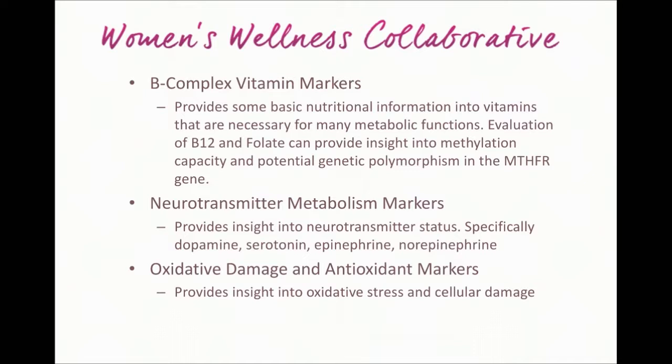Also, oxidative damage and antioxidant markers. So oxidative stress can occur as a result of any number of different things. It can occur as a result of over-exercising. It can occur as a result of having chronic infections or toxic exposure. It's also indicative of some sort of cellular damage or impairment of cellular function.